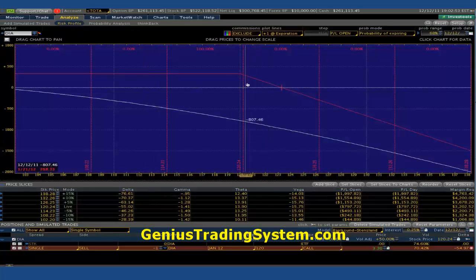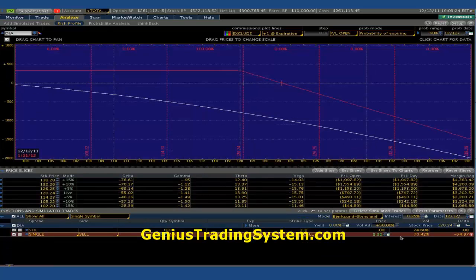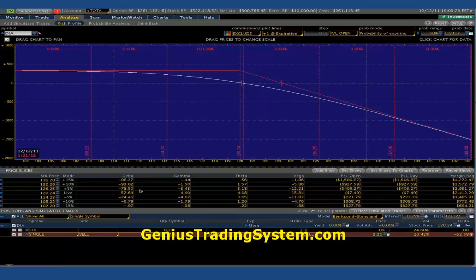This is what it looks like. The red line is the expiration, what happens to this option at expiration. The white line is where we currently are. And let's adjust our volatility back to a normal level. So the current volatility for that option, like I said, is 15.84% implied volatility.